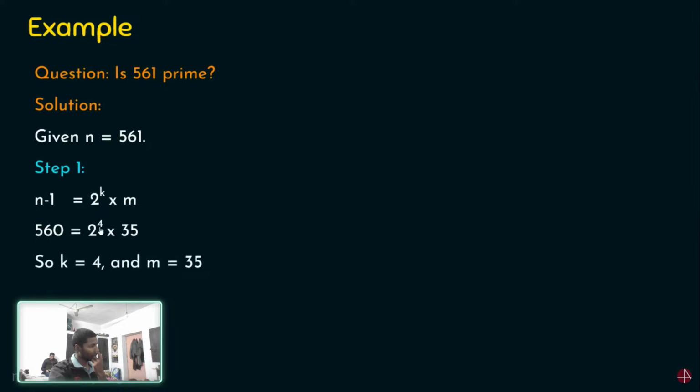That is, this k is 4 and this m is 35. So we are getting k is equal to 4 and m is equal to 35. You may be asking me, is there any way to do this calculation easily? Yes, we can do this. Let me tell you how.